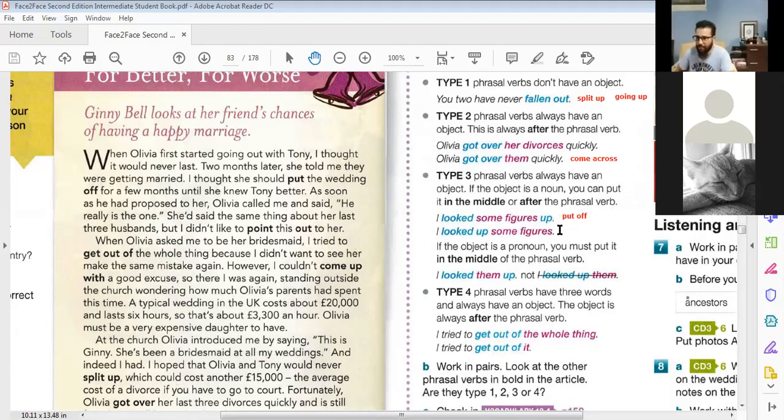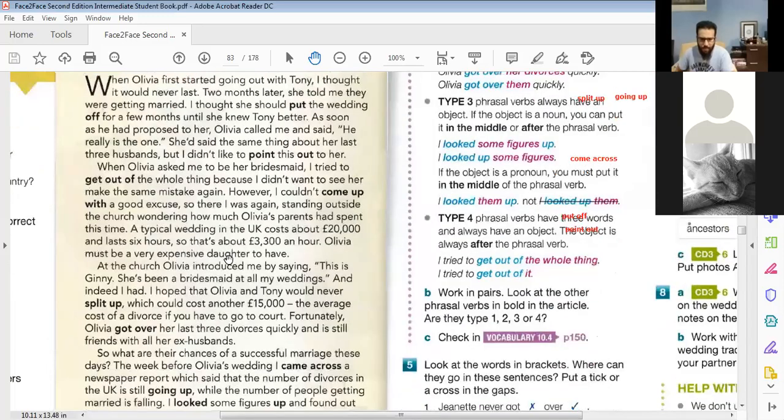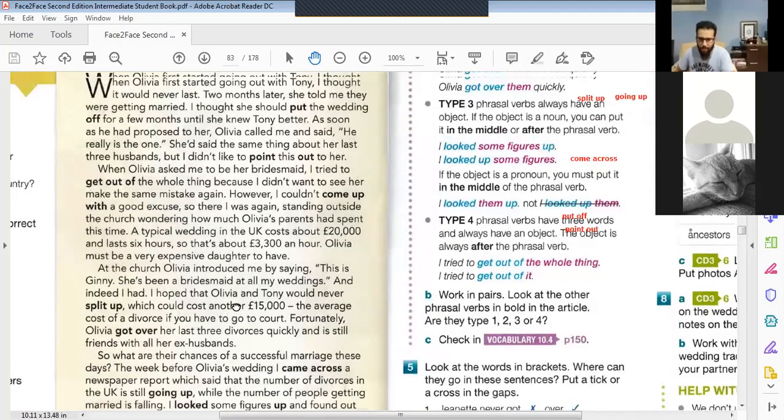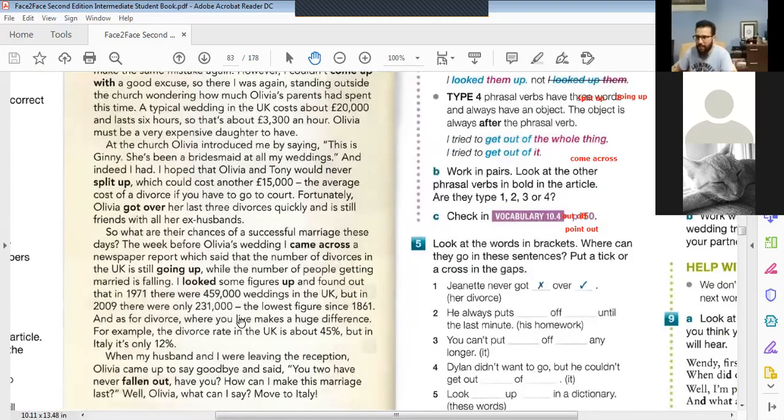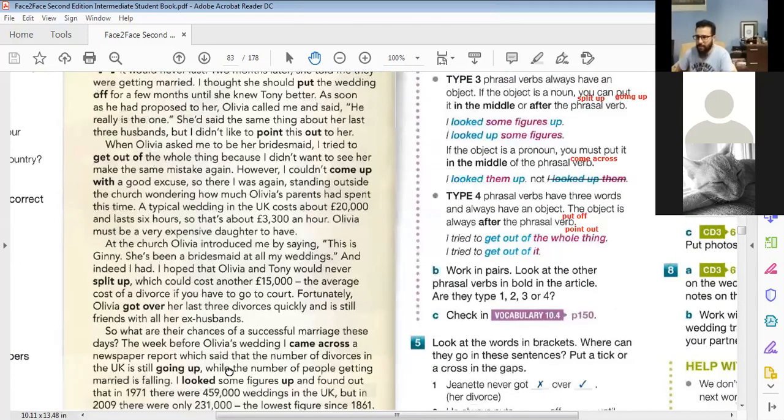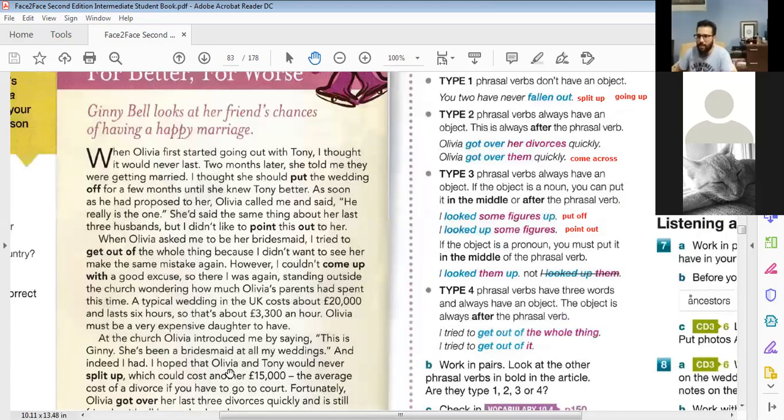Another one. Okay, let's see if we have another. Come across. Look, what about look? Looked up is in the example. These two. Yes. Okay. All right.